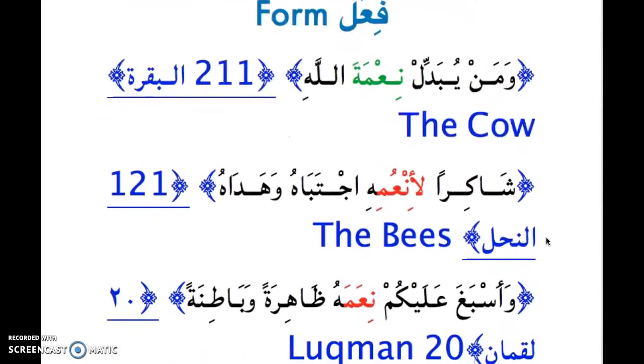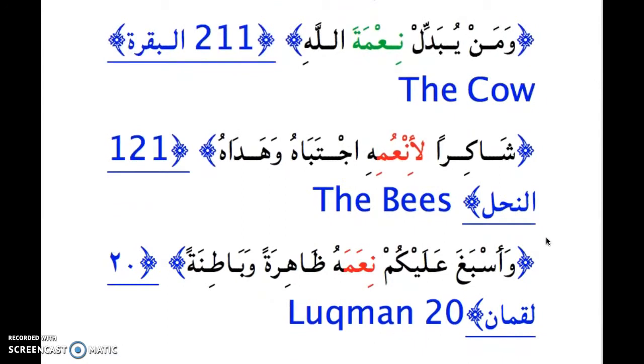And here we find them in the Quran in those three verses. وَمَن يُبَدِّلْ نِعْمَةَ اللَّهِ. Ni'mah. See here, it's in the singular form, ni'mah, in the Cow, 211. And here we see it in those two ayahs in the plural form.